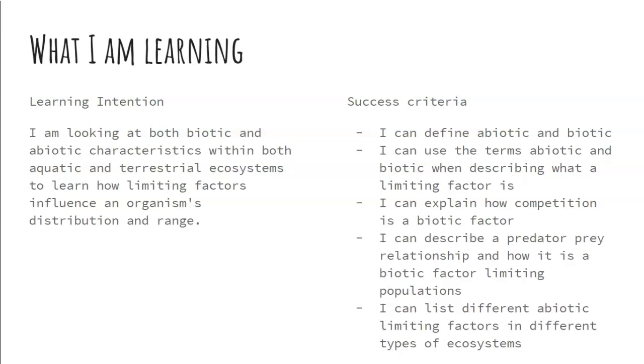You also need to explain how competition is considered a biotic factor. You have to describe a predator-prey relationship and how it is also a biotic factor for limiting populations. And then really look at the differences and list the differences of abiotic factors in different ecosystems.